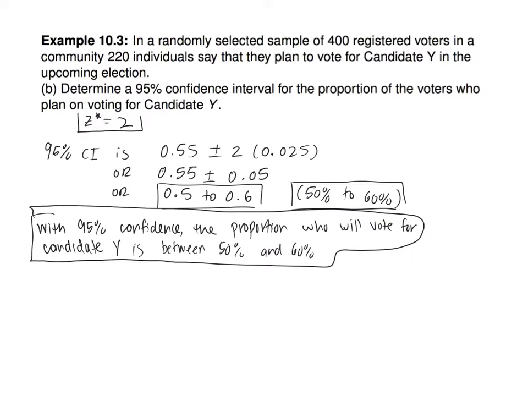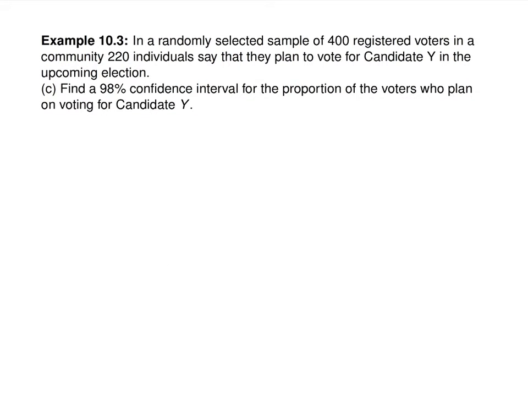What should happen to your interval if you make the confidence level 98%? It's going to get wider, okay? I know you probably don't remember what the multiplier for this case is, 2.33. Did you remember? I did. Nice, good job. So you have 0.55 plus or minus 2.33 times 0.025.